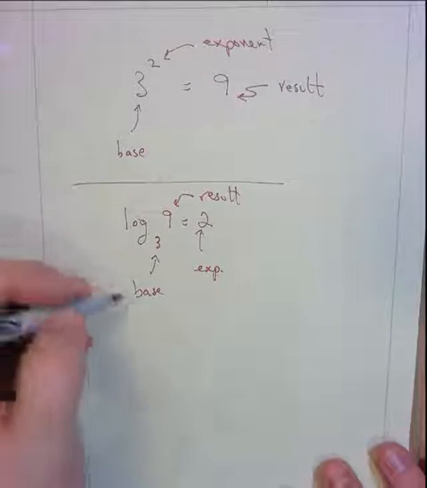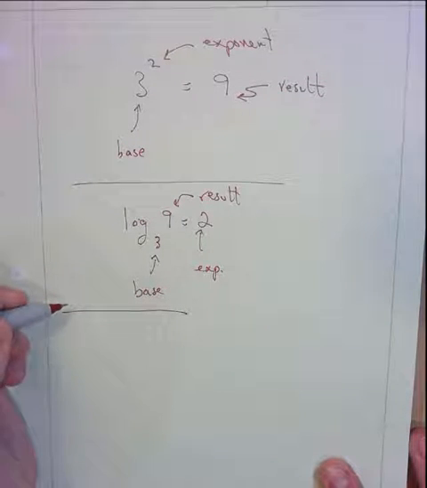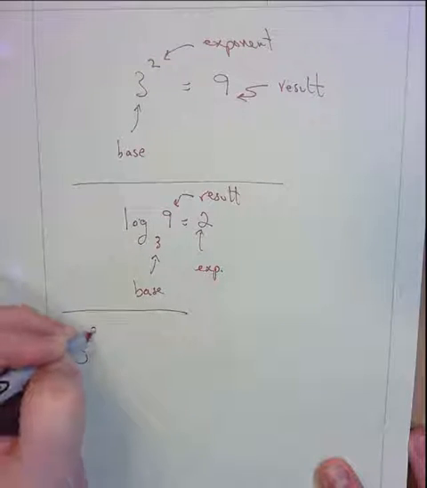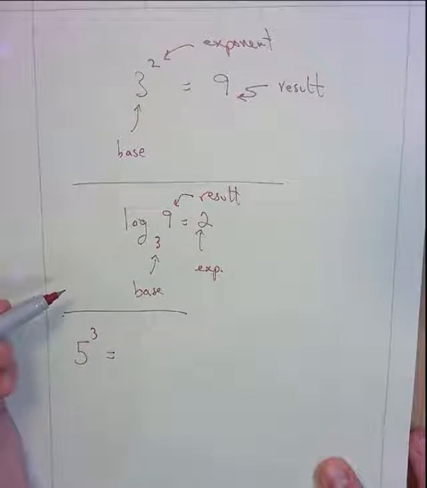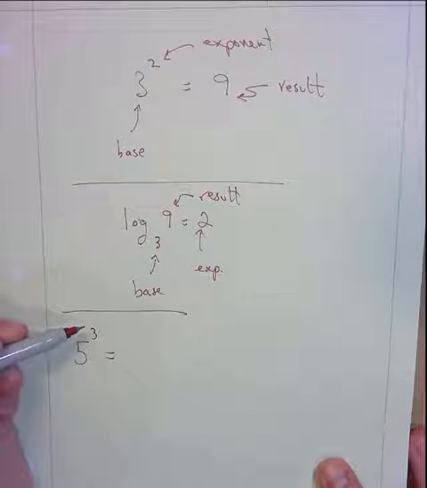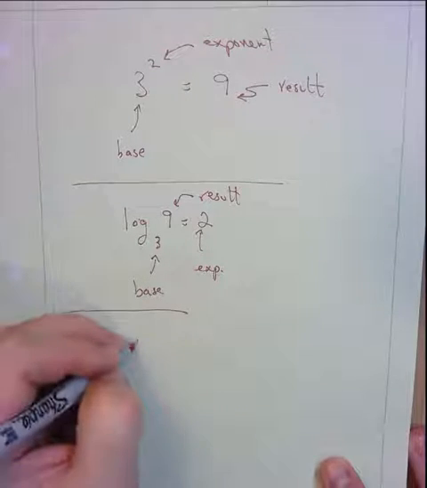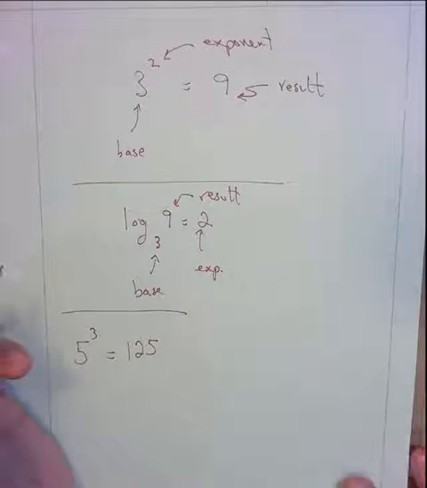If we practice this quickly, here's an easy one. 5 cubed. So there's a base, there's an exponent. What result do we get? Well, 5 squared is 25, 5 cubed is 25 times 5, which is 125.